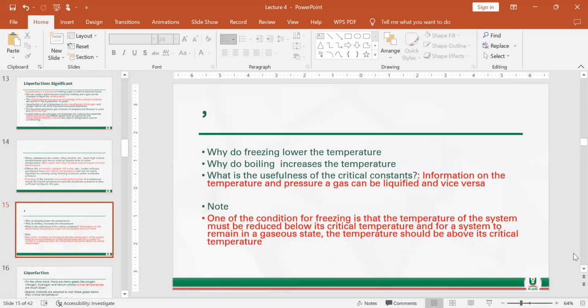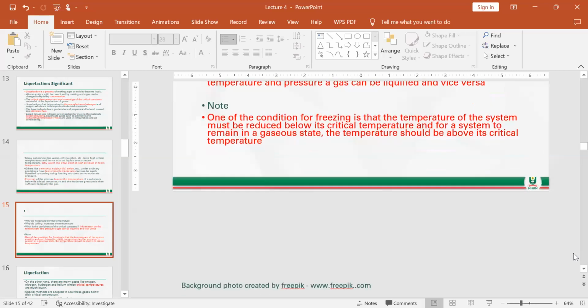Why does freezing lower the temperature? So you take note about that. Why does boiling increase the temperature? What is the usefulness of critical constant? So you can take note of that. The answers are written there.